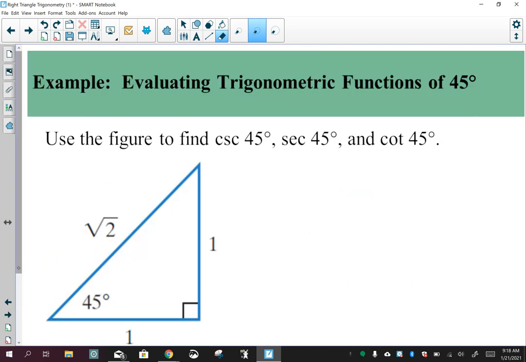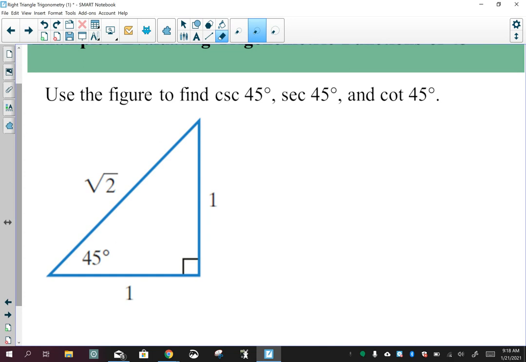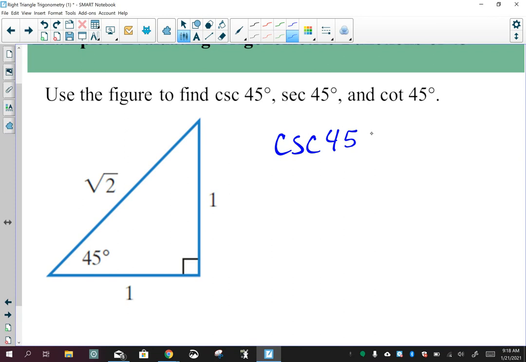So now, we did this one already. So we're going to use this figure to evaluate cosecant, secant, and cotangent, all of 45 degrees. So cosecant of 45 degrees. So remember, cosecant is the reciprocal of sine. So reciprocal of sine, well, sine is opposite over hypotenuse, so its reciprocal is hypotenuse over opposite. So this is simply going to be the square root of 2.